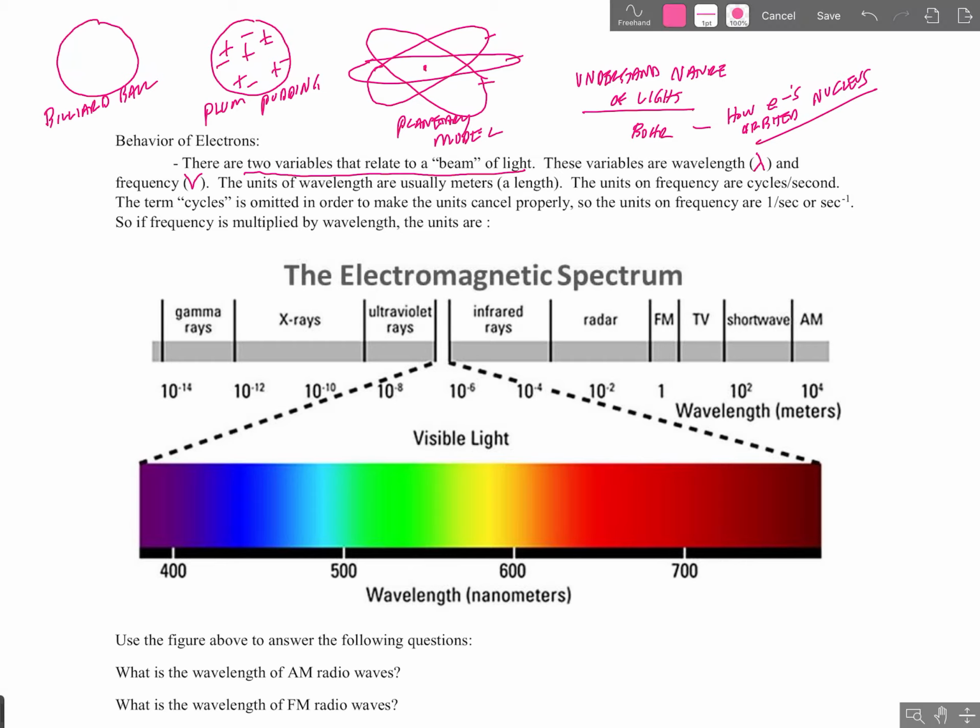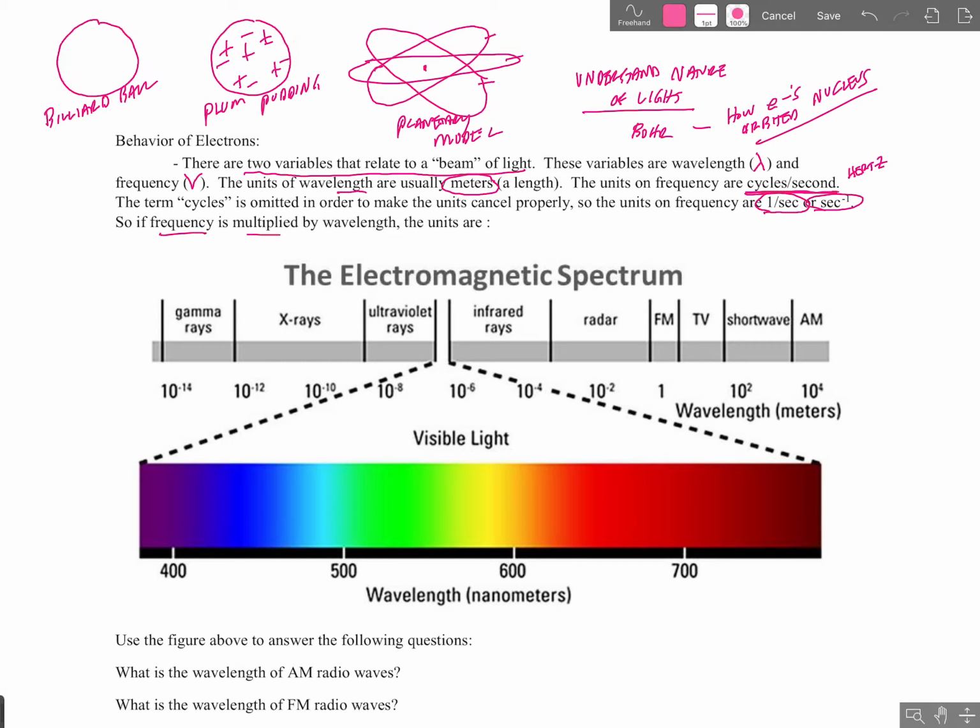Now the unit of wavelength shouldn't be a surprise. It's a wavelength. And so we use the unit meter for wavelength. The unit of frequency is the unit called hertz, which is cycles per second. Now you may have heard of the unit hertz before. We usually, to begin with, just say cycles per second. In fact, we omit the term cycles just to make the units work properly in just a minute. So the unit we're going to use for frequency will be 1/seconds, or seconds to the negative first.